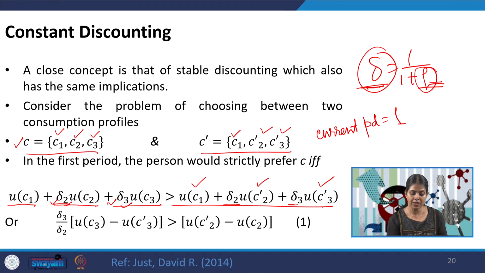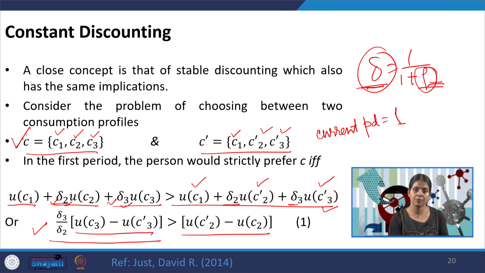Now, from this expression we can always write this expression, where basically we have changed terms and arrived at this expression, where delta 3 divided by delta 2 multiplied by the difference in the consumption in the third period is greater than the difference in the consumption in the second period. So, this is happening if the person prefers profile C.